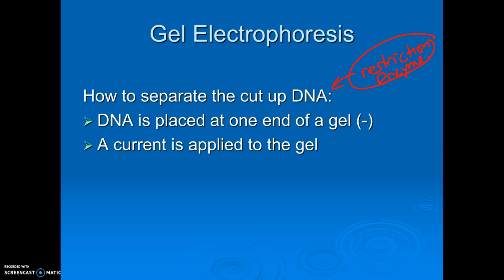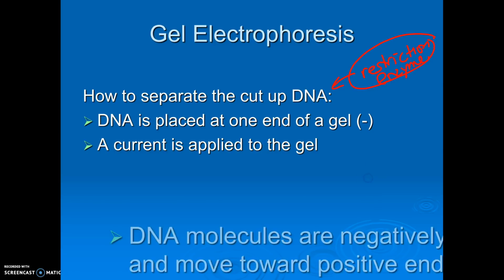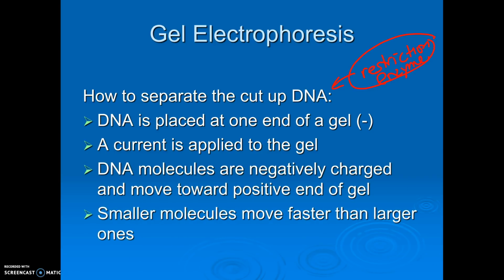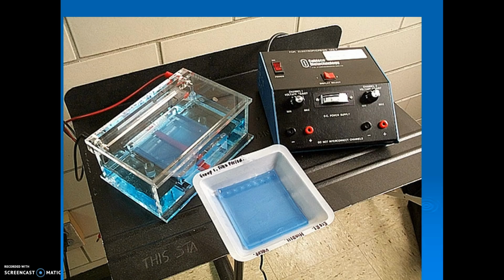We put it in a buffer and we plug it in to a power supply. When the current starts flowing, the DNA is going to be repelled by the negative side because the DNA is negative, and it's going to start moving towards the positive side. Smaller pieces are going to be able to get through the gelatin faster, or the agarose, and the bigger pieces are going to get stuck and they're going to travel more slowly. So we're going to get a unique band pattern, and we're going to have separate pieces.